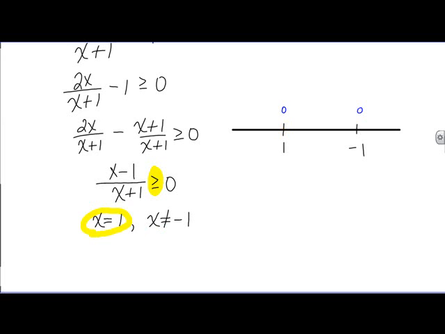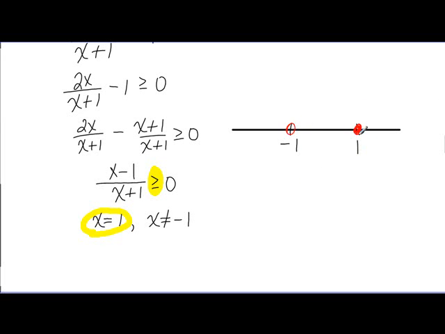Oh, wow, my number line is wrong. Okay, fix that. Negative 1 to positive 1. Okay, positive 1 can be a solution. Negative 1 cannot. Okay, and those are the values that give us 0.